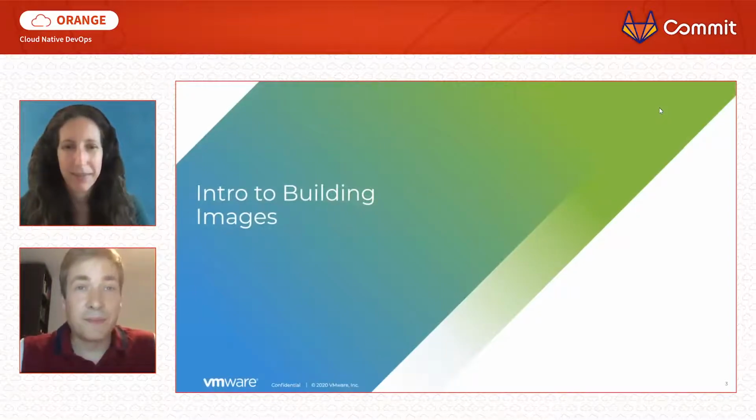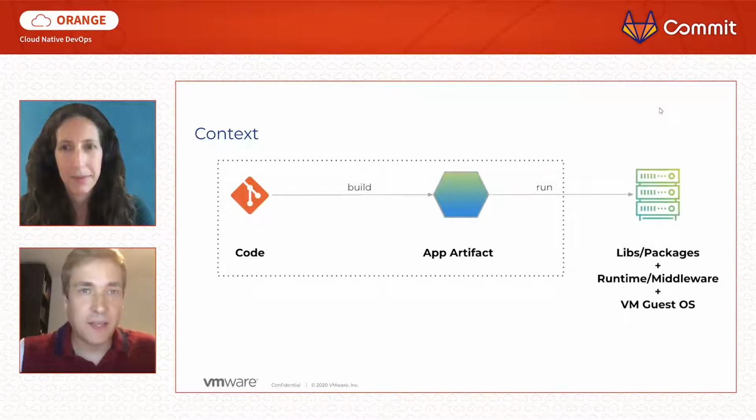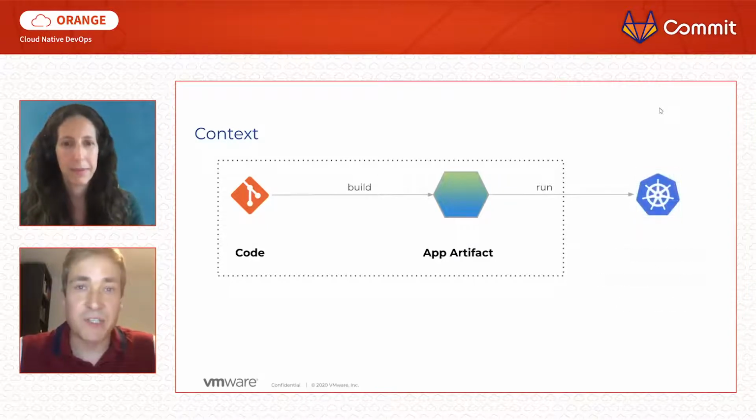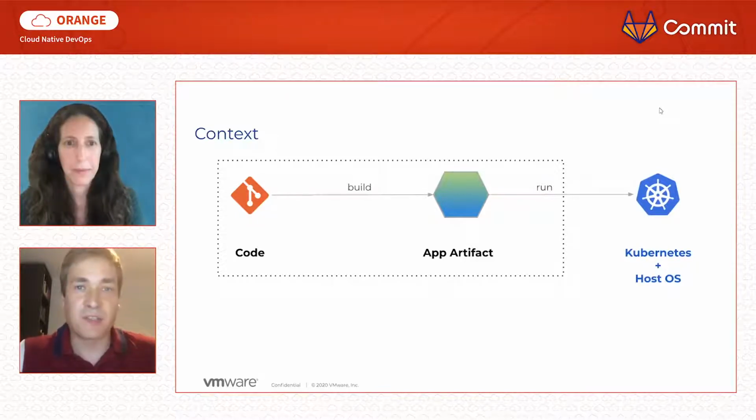Let's jump right in. So this should look pretty familiar to people. In a lot of organizations, you start off with code in a Git repository. Your CI pipeline builds an application artifact, after which you deploy that artifact into an environment which is managed by an operations team. However, Kubernetes is quickly becoming the platform of choice and is shifting responsibilities to the left into the CI/CD pipeline.